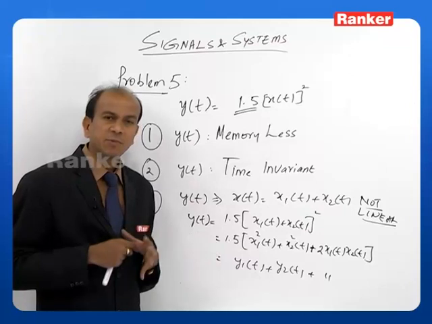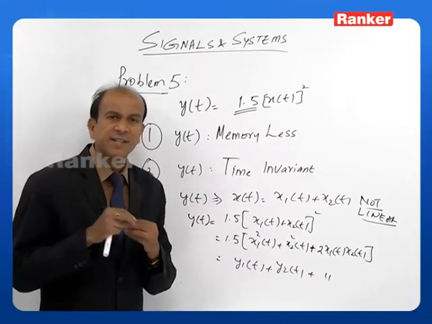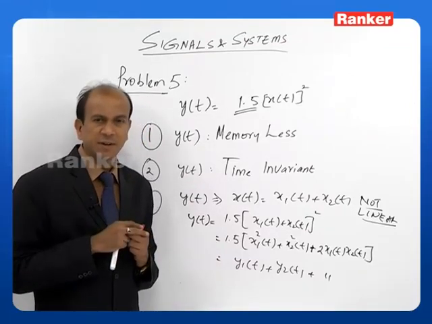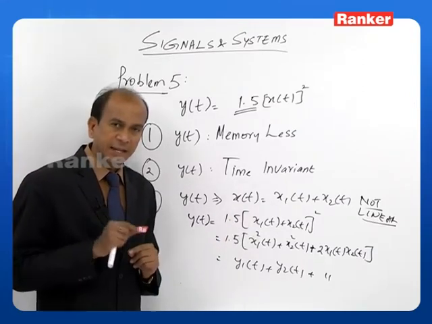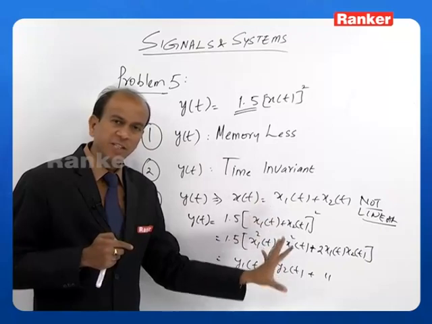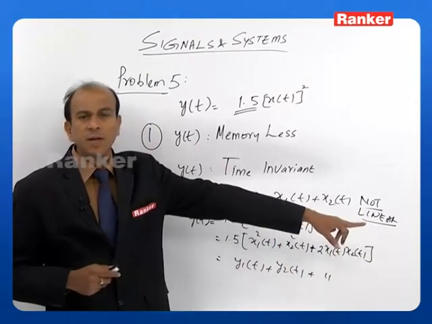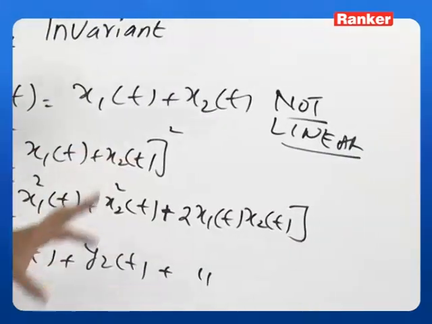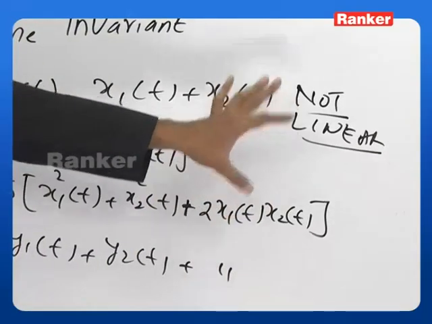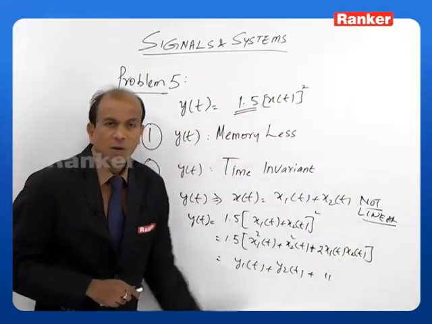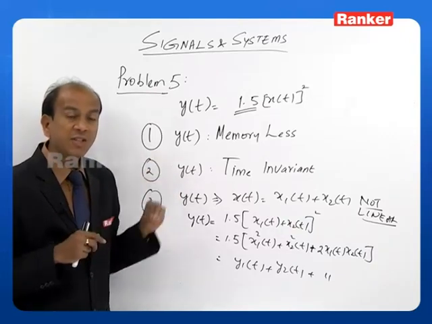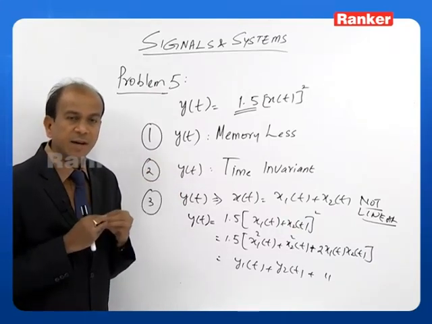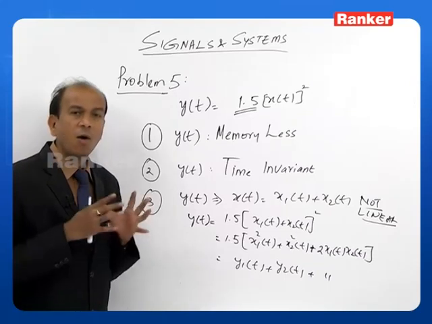For a system to be considered linear, two conditions must be satisfied. What are these? The first one is superposition, which we have seen. The other one is scaling. So, superposition has failed. So, there is no need for us to talk about scaling. That is why we have classified this as a not linear system. So, this is how we have decided system properties based on the system response or the system output.